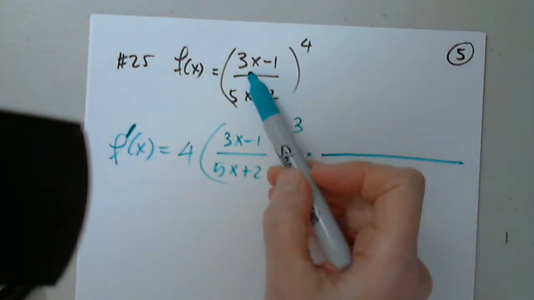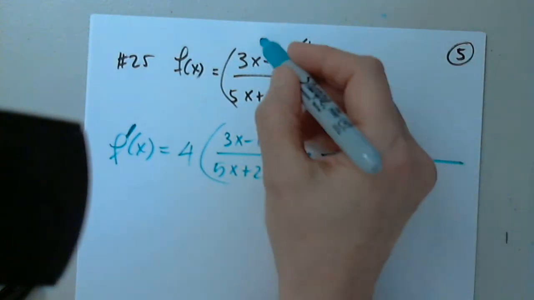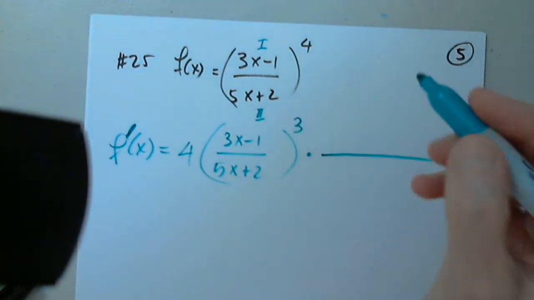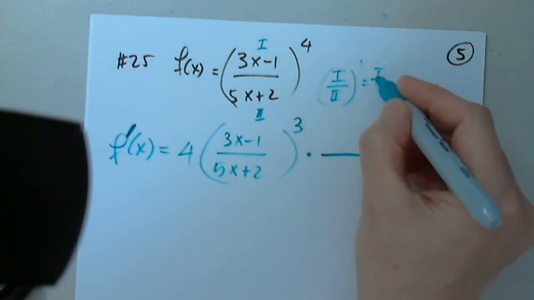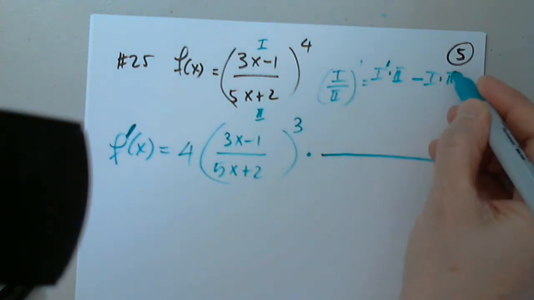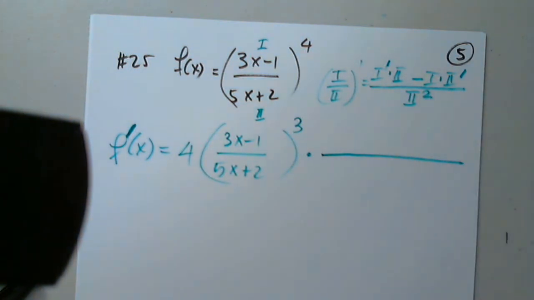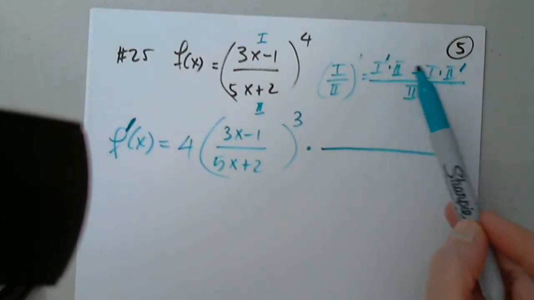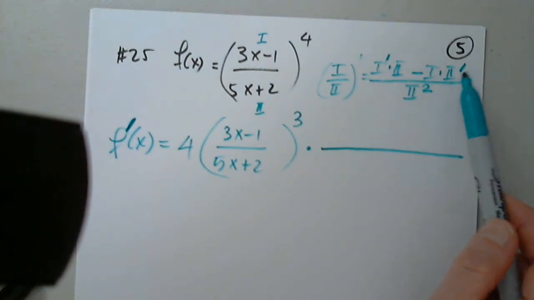So what is the numerator prime? Because remember, now we are using the quotient rule. This is function 1 and this is function 2. Let me refresh your memory. 1 divided by 2 prime is 1 prime times 2 minus 1 times 2 prime over 2 squared. If you prefer it twisted for yourselves, it's fine. I prefer 1, 2, 1, 2. You can say, no, I want 2, 1 prime minus 1, 2 prime. Fine.